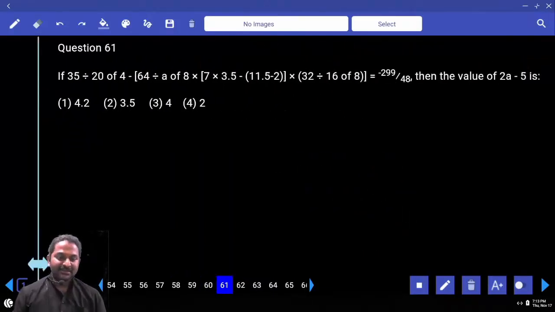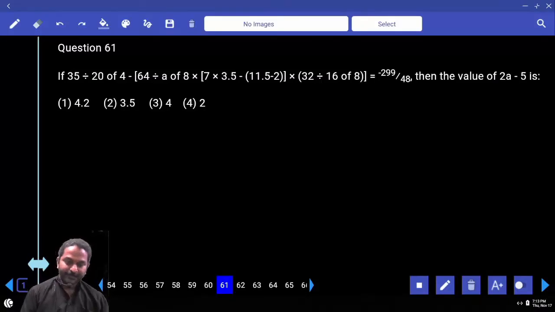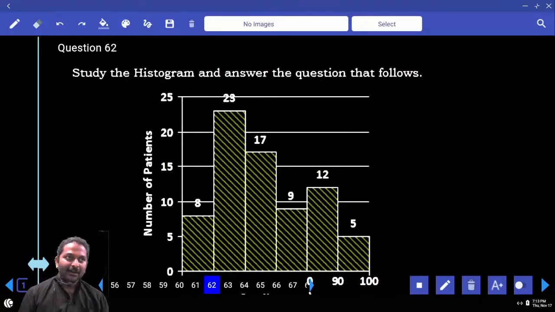So can you solve this or do you want me to explain? We don't have much time, that's the point. No need? Need or you don't need?